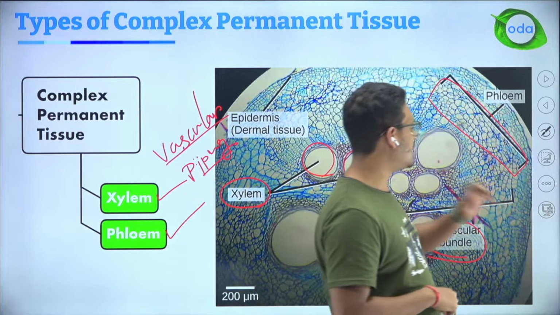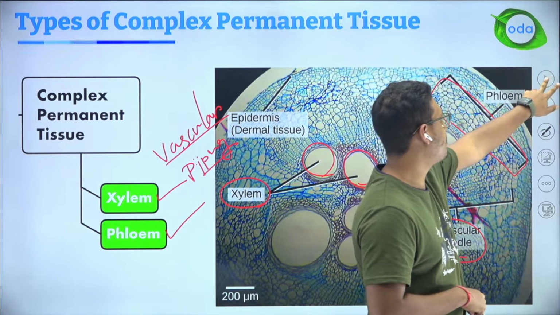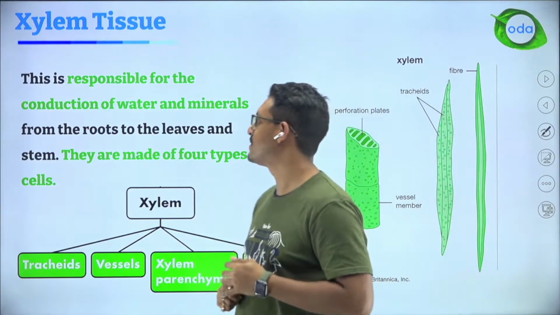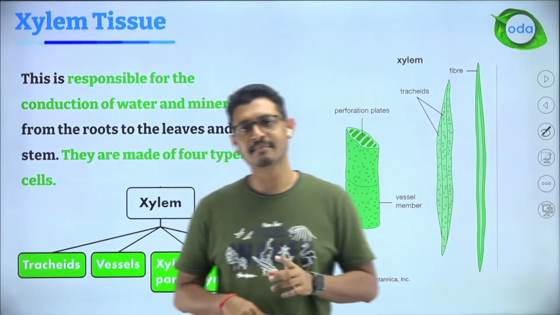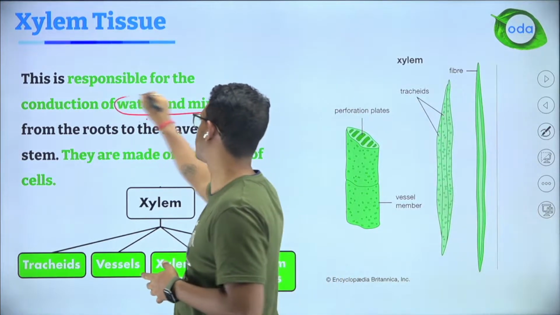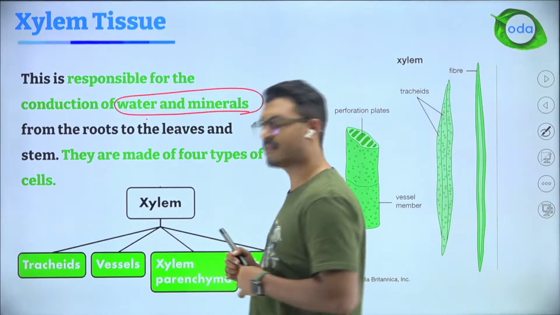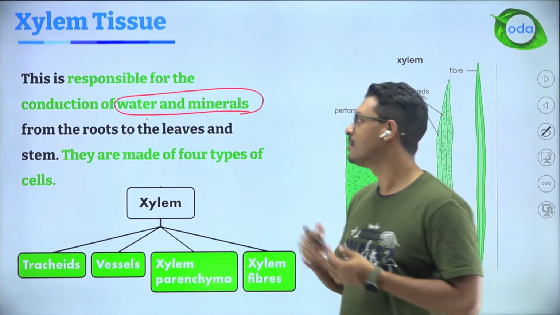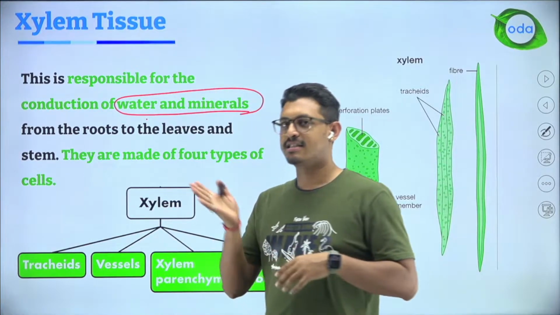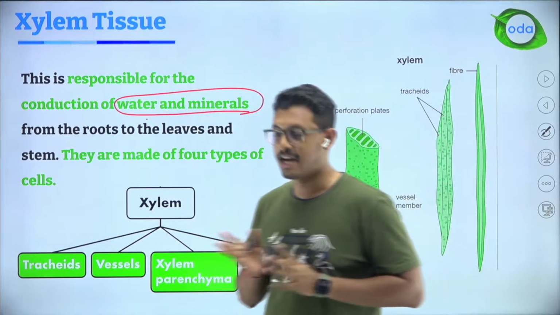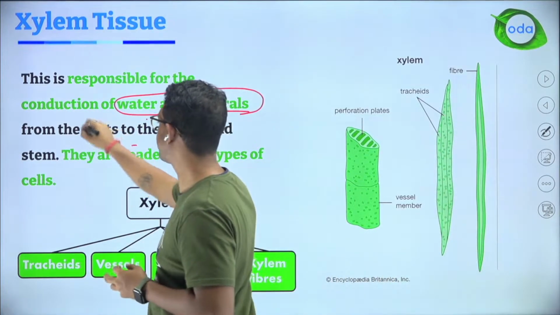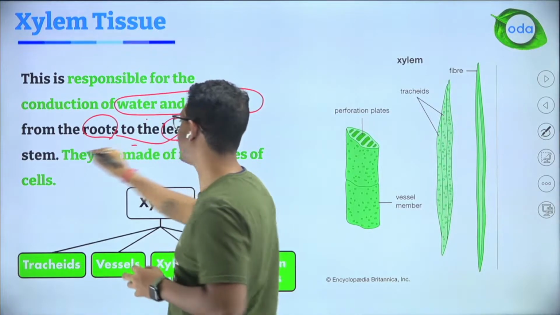So when it comes to these two tissues, they are very important and they play a very important role as well. Let's talk about xylem tissue first. Xylem is responsible for conduction of water and minerals. From what direction? Remember, conduction is kind of a vector quantity, right? Which direction the material is moving is also important. So it takes from the roots to the leaves and stem.